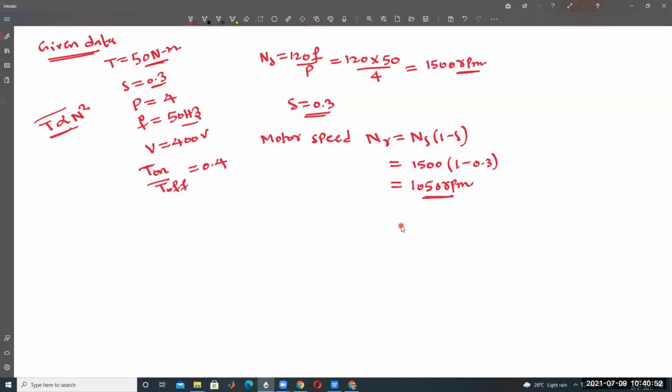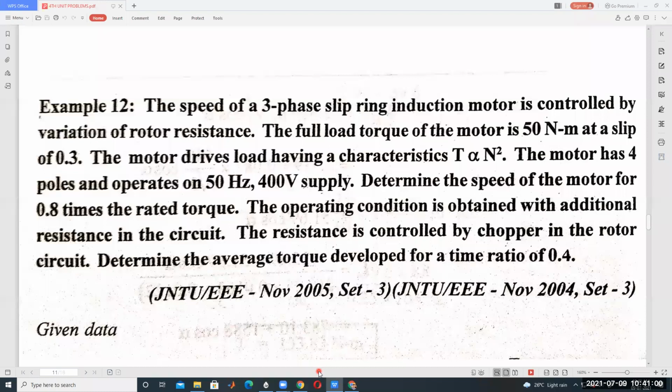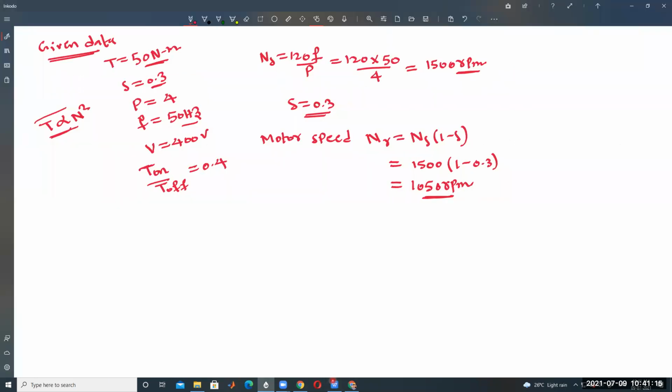Okay, 1050 RPM. Here it is also given that we determine the speed of the motor for 0.8 times the rated torque. That means let us assume T2 and T1. T2 is equal to 0.8 times T1.